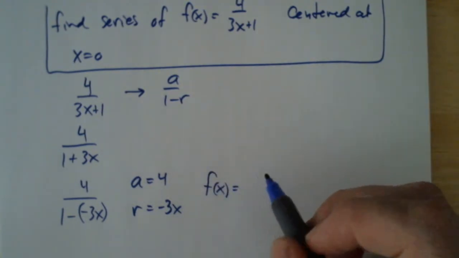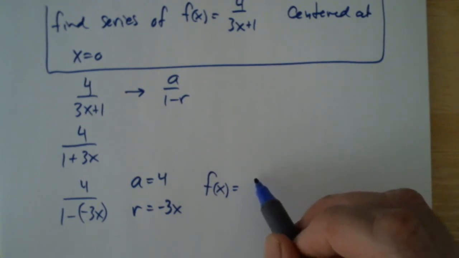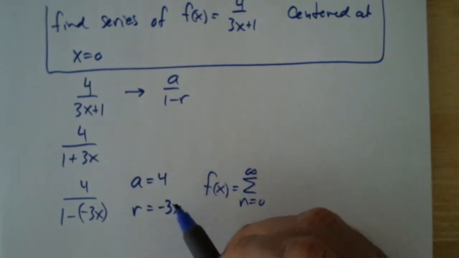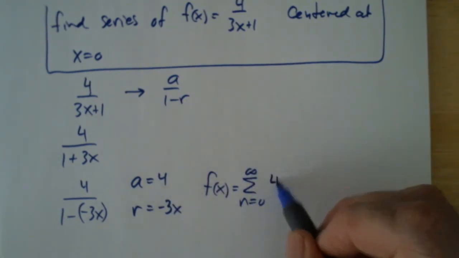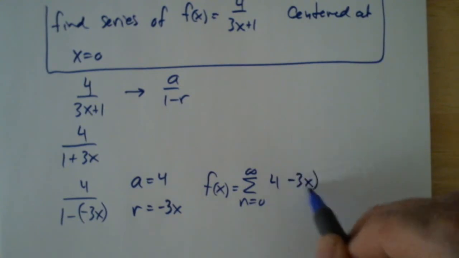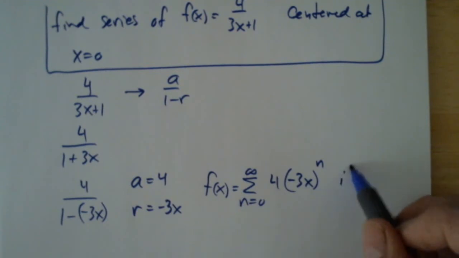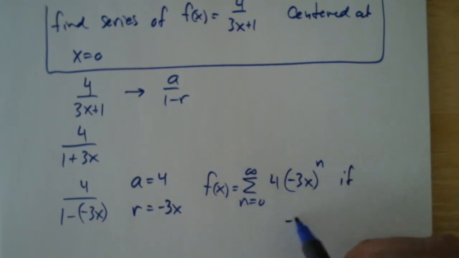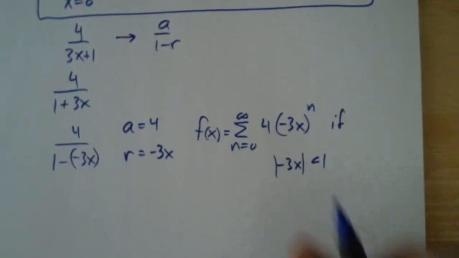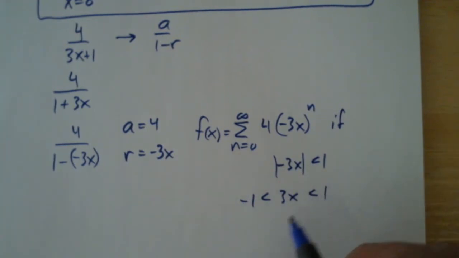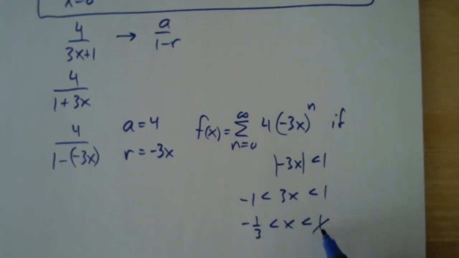f of x equals the series with a is 4, r is negative 3x to the n, and this is equal to that only when that is less than 1. And we get negative 1/3 is less than x is less than 1/3.